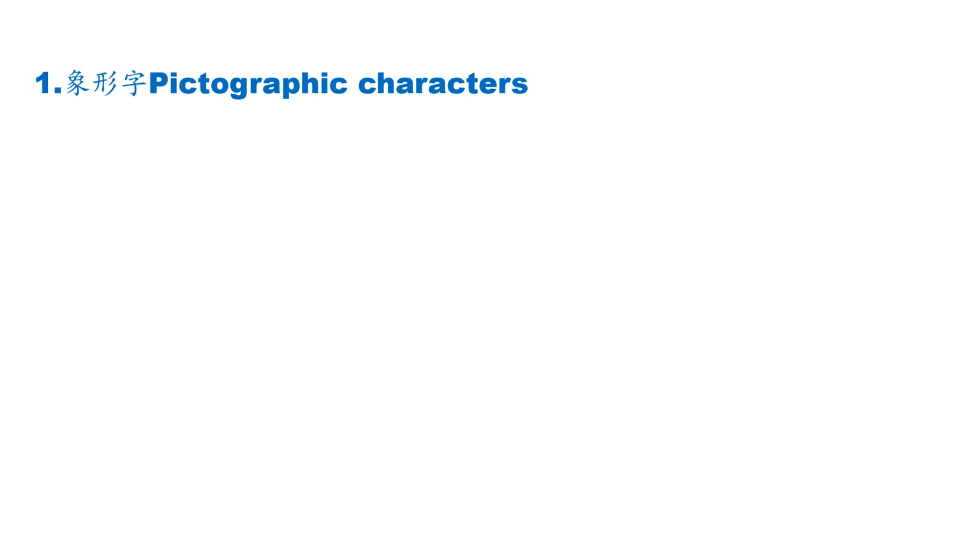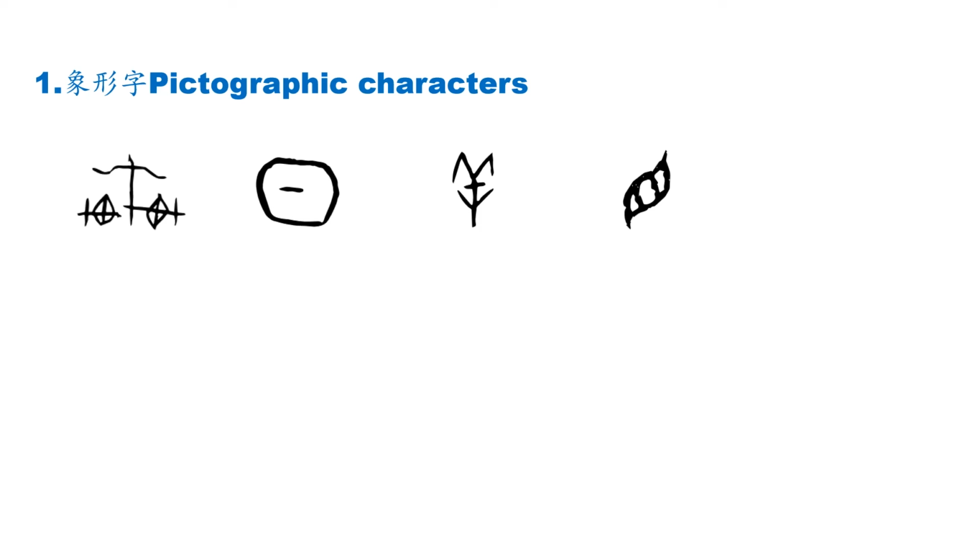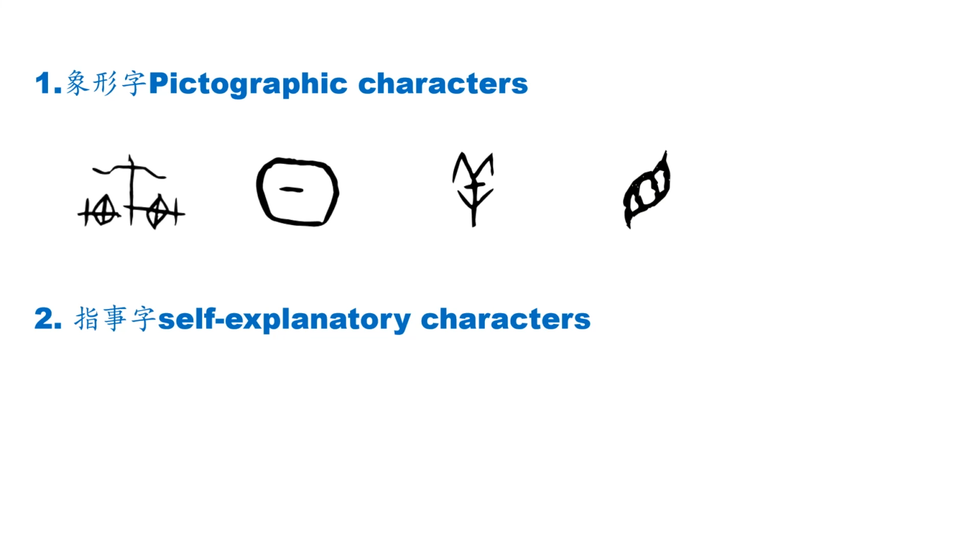In the end, let's have a review. In this lesson, we have learned two formation ways of Chinese characters. They are 象形字 pictographic characters. This kind of characters refer to the use of graphics as characters, which are very similar to the things they represent in shape. And pictographic characters are the earliest characters. And the second one is 指事字 self-explanatory characters.